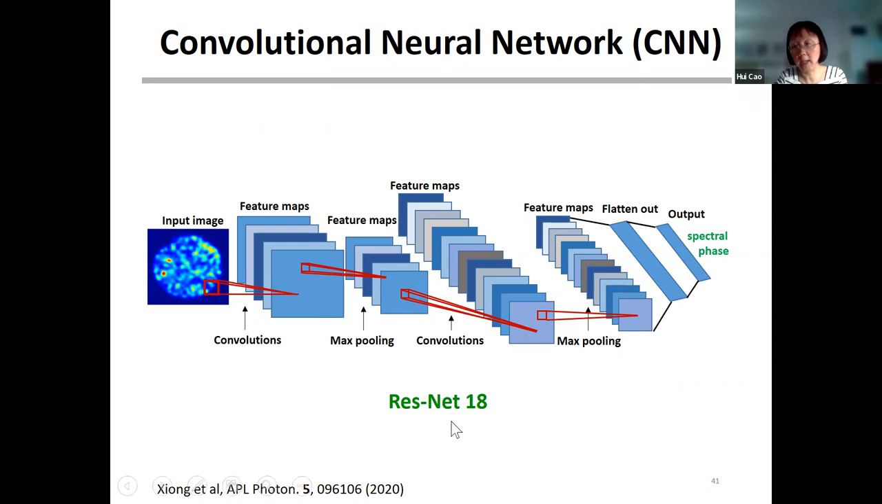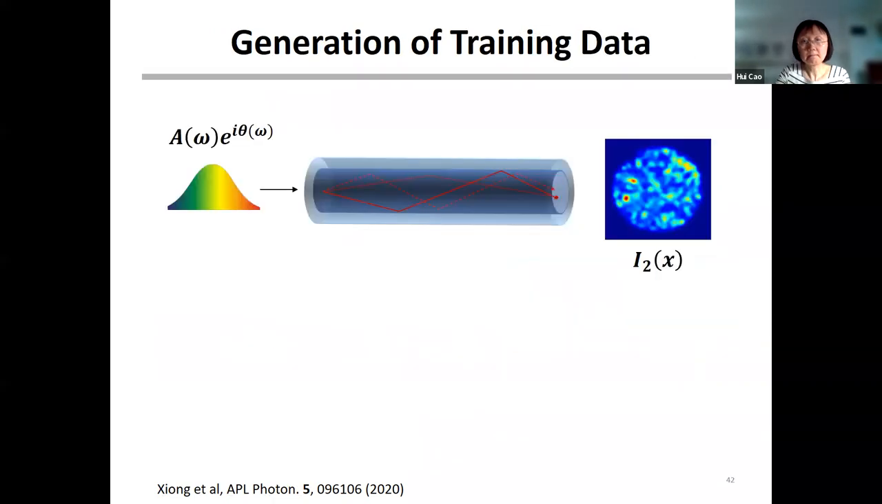It is a small neural network that has a small number of parameters, so it avoids overfitting, and it is also faster to train. But in order to do the training, we need many training data. So how do we generate a lot of training data? Of course you can say experimentally, we can generate different pulses, send them to the fiber, measure the two photon cycle pattern, and do the training. That's very expensive and also very time consuming.